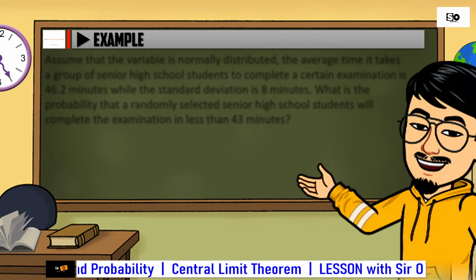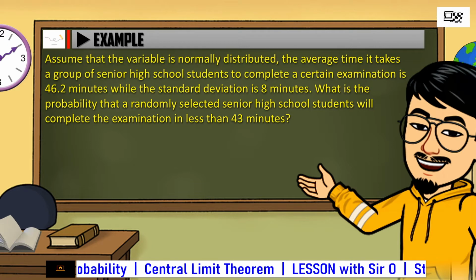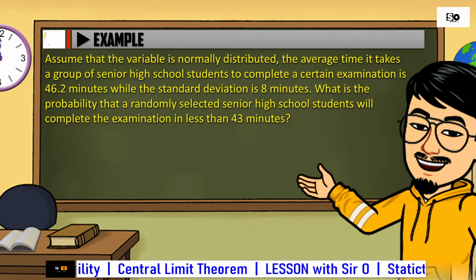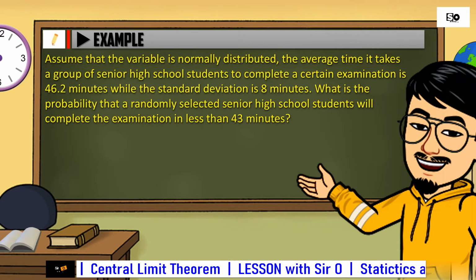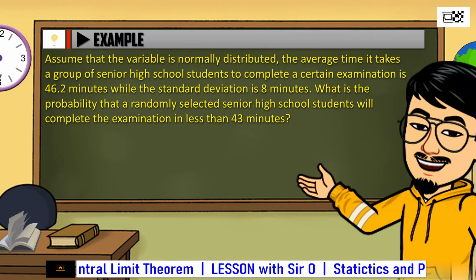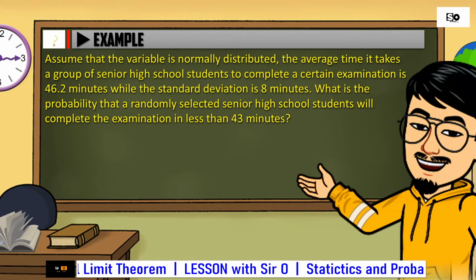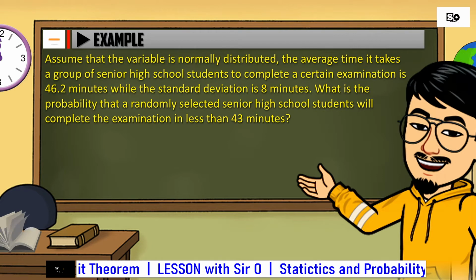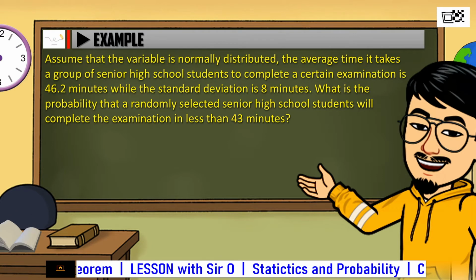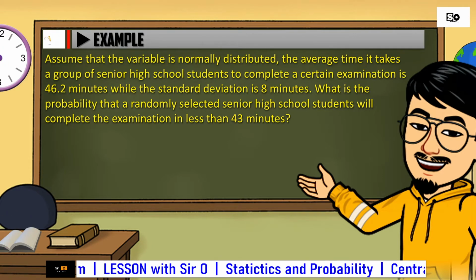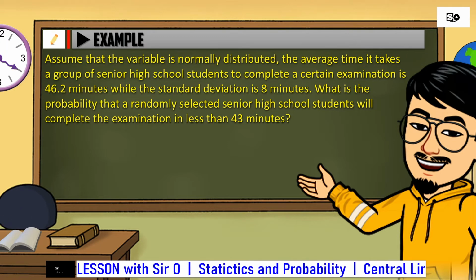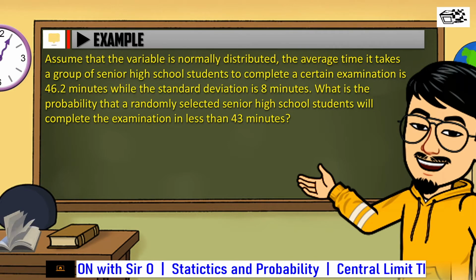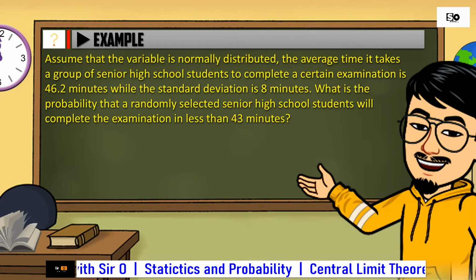Example: assume that the variable is normally distributed. The average time it takes a group of senior high school students to complete a certain examination is 46.2 minutes, while the standard deviation is 8 minutes. What is the probability that a randomly selected senior high school student will complete the examination in less than 43 minutes?